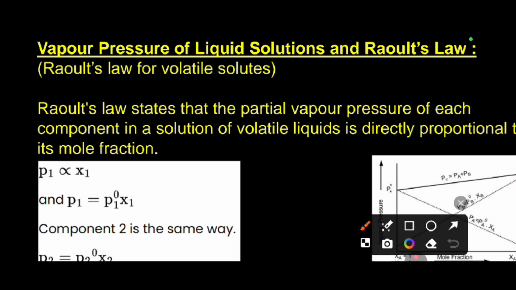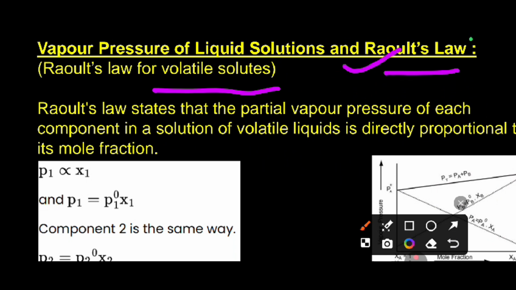So the next term we will do here is vapor pressure of liquid solutions and Raoult's law. If you take a mixture of two liquids, then we can apply Raoult's law on it. But one condition should be there: both should be volatile. What is the meaning of volatile? Volatile means which has the capacity to evaporate.